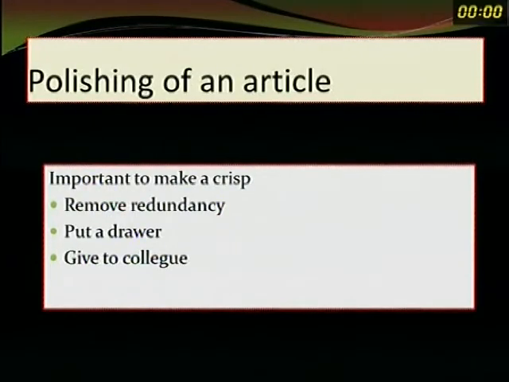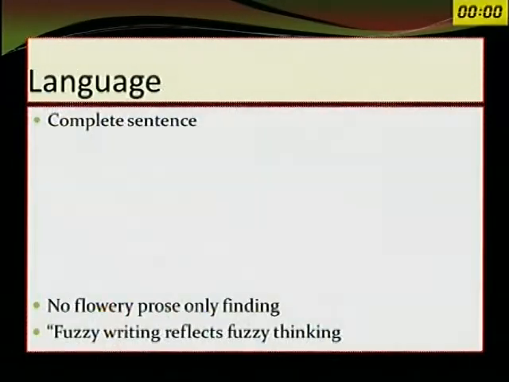Polishing of an article is very important to make it crisp, because whenever you start writing, you always write 9 to 10,000 words. So leave it in a drawer for 3 to 4 weeks, and start reading it again. You yourself are going to cut it down by 40%. Give it to your own colleague. He is going to act as a peer for you, and he is going to polish your article.